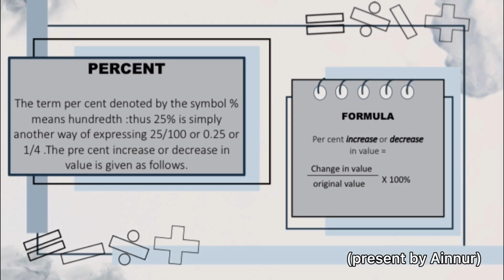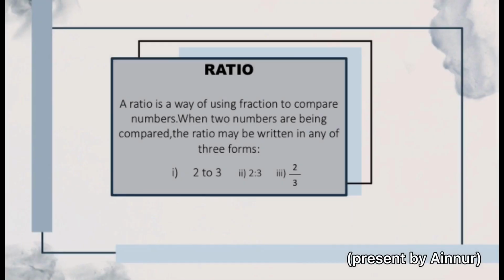The term percent, denoted by the symbol %, means 100. Thus 25% is simply another way of expressing 25 per 100, or 0.25, or 1 per 4. For the formula, we use percent increase or decrease in value equals change in value per original value, multiplied by 100%. A ratio is a way of using fractions to compare numbers. When two numbers are being compared, the ratio may be written in any of three forms: 2 to 3, 2 ratio 3, 2 per 3.